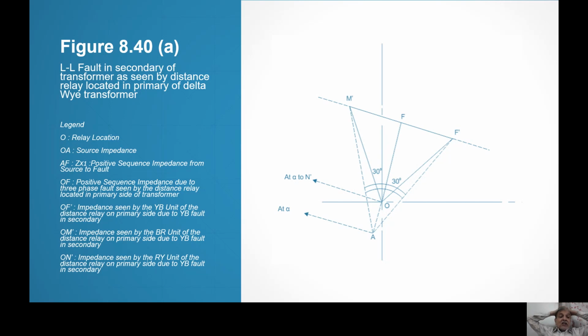OM dash is impedance seen by BR unit when YB fault has occurred in secondary. BR unit is in primary of transformer. ON is BR. Y is RY fault. YB fault has occurred in secondary. RY unit is in primary. The impedance is infinite. This is our biggest problem.